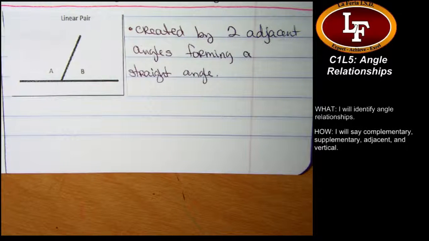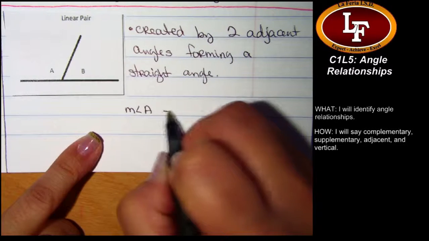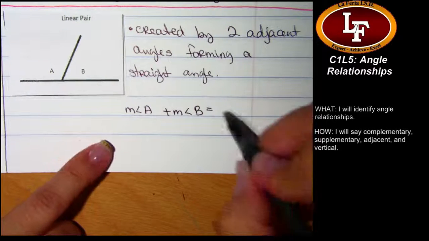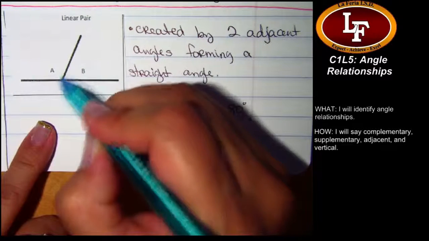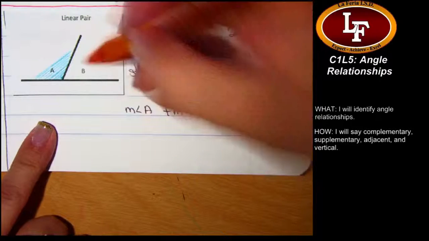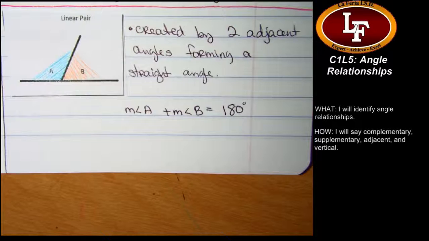What's the measure of a straight angle? 180 degrees. And if I were to add the measures of these angles, what would that add up to? 180, because a straight angle measures 180. By the angle addition postulate, I can add these two angles together to give the measure of the entire angle. You mentioned a word, supplementary. Hold on to that. We're going to come right back to it.